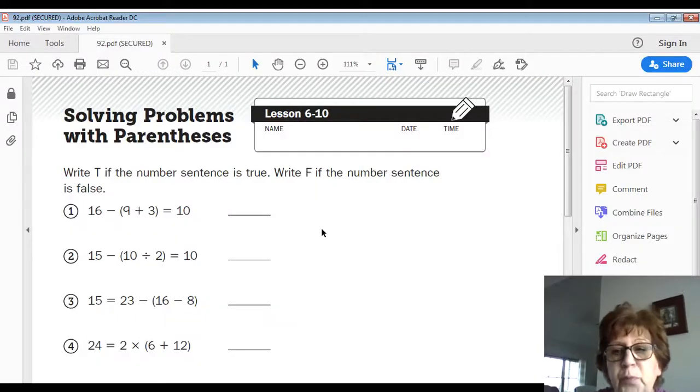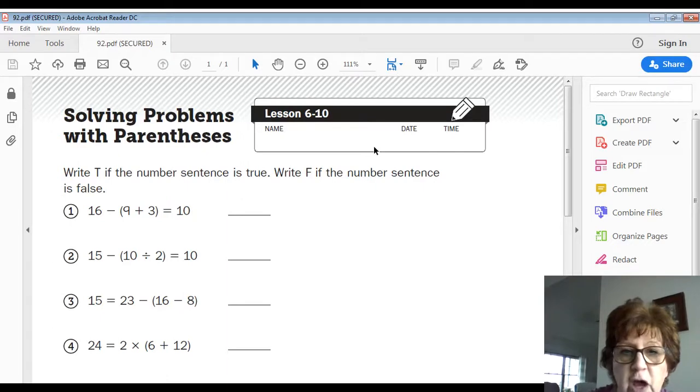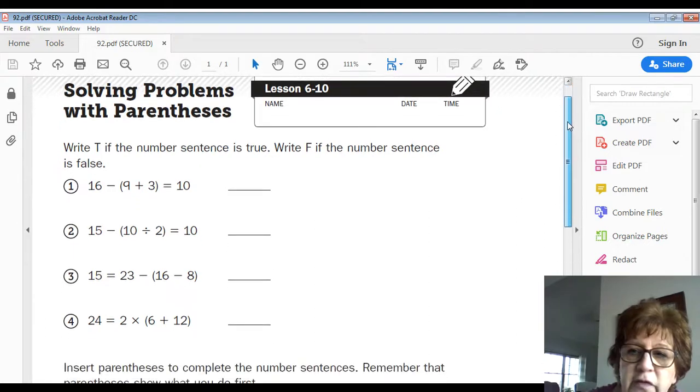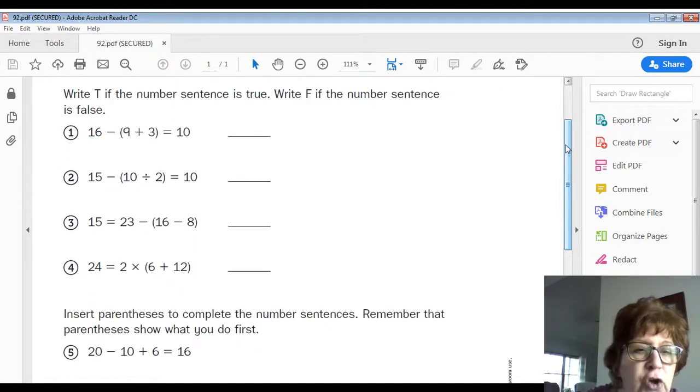Okay, so now I have put the workbook page up here, and basically all we have to do is write. And again, I'm not seeing my writing tools. I'm going to have to ask Mr. Allen how to fix that. We're going to write true or false if the number sentence is true or false. All right, so let's just think about this a little bit. And again, you might want to write the problem down on your paper and see how you solve it.